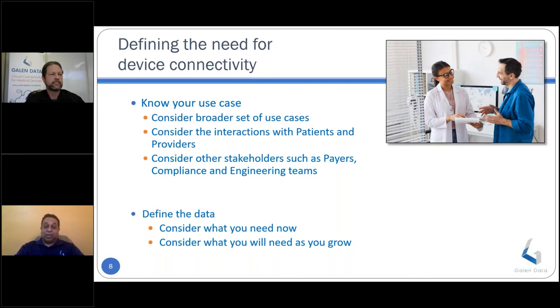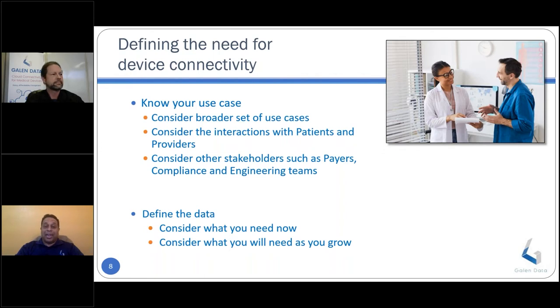You need to consider the interaction with the patients, providers, but also other stakeholders that may be there. Consider a broader set of use cases. Instead of only focusing on how the patient will access the data, or how a provider can access a patient's compliance data, can you also look at how your engineering teams will access health data on the device, and how your complaint or quality teams can do that? Look into a broader set and don't focus on one thing, because the data needed and some of the technologies needed may be different once you broaden the use case a little bit.